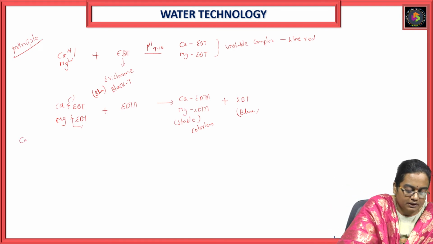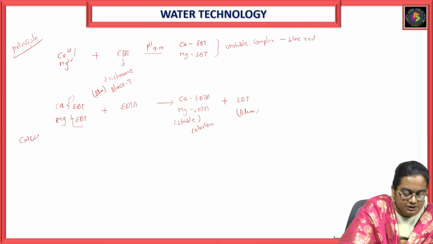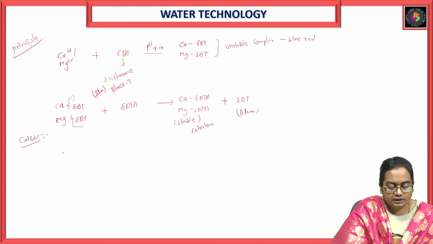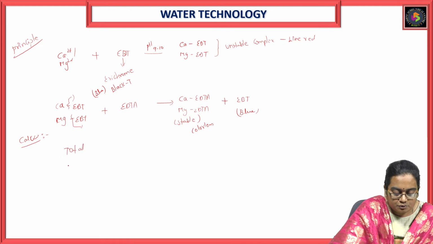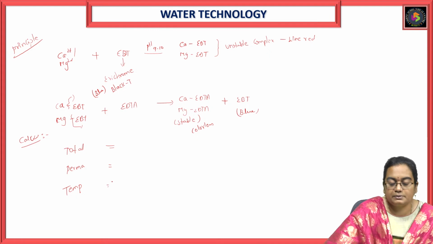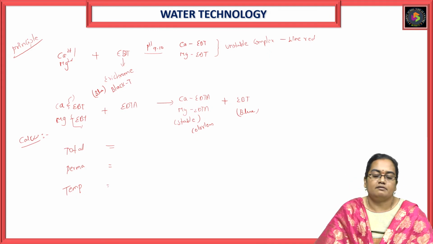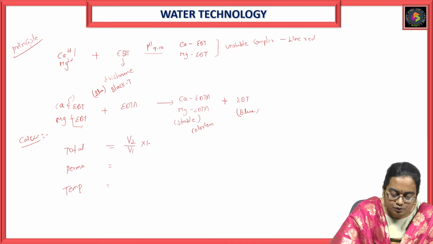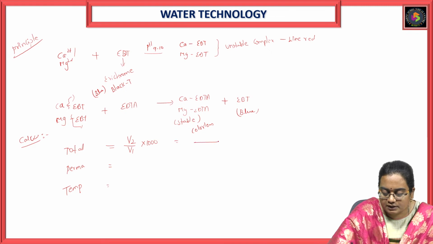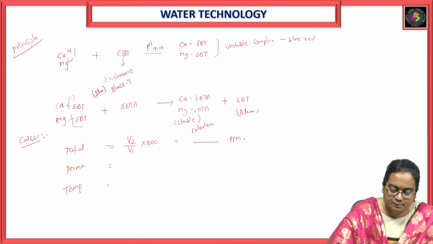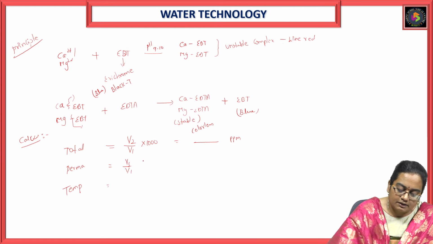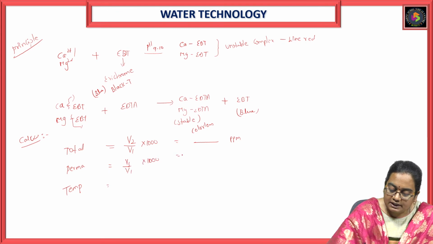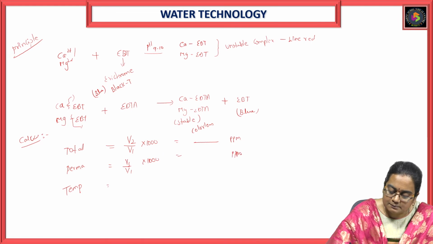Now, the calculation part. In the calculation, we need to determine total hardness, permanent hardness, and temporary hardness. How to determine total hardness? We know the V1 value, V2 value and V3 value, right? Total hardness can be determined by V2 by V1 into 1000, and we will get total hardness in terms of ppm. V3 by V1 into 1000 gives permanent hardness in terms of ppm.